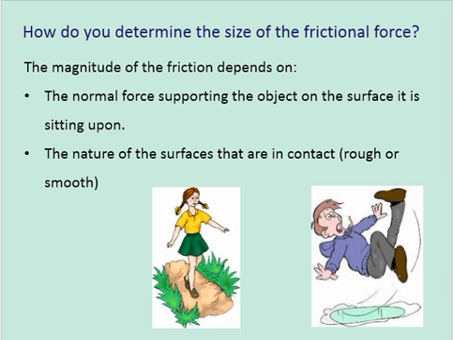We all know that it's easier to walk on the sidewalk or the road or dirt or grass than it is to walk on ice. And that's because there's less friction on ice than there is on those other surfaces, because ice is a much smoother or more slippery surface.